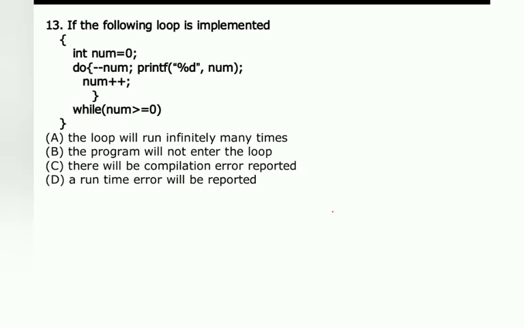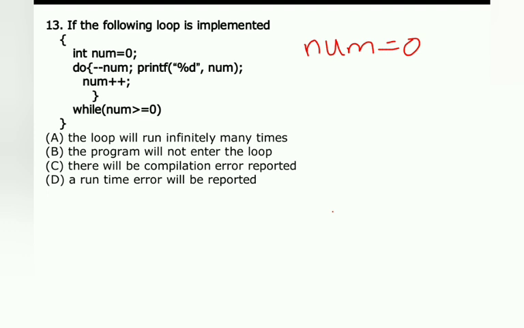If the following loop is implemented, what will be the output? Given a do-while loop here, in the do-while loop, first we execute the statements, then we check the condition. But normally in the while loop, only after checking the condition do we enter the loop. Here, after executing the statements, we check the condition. If the condition is satisfied, then we execute the instructions in the do-while loop again. Now, number is initialized to 0.